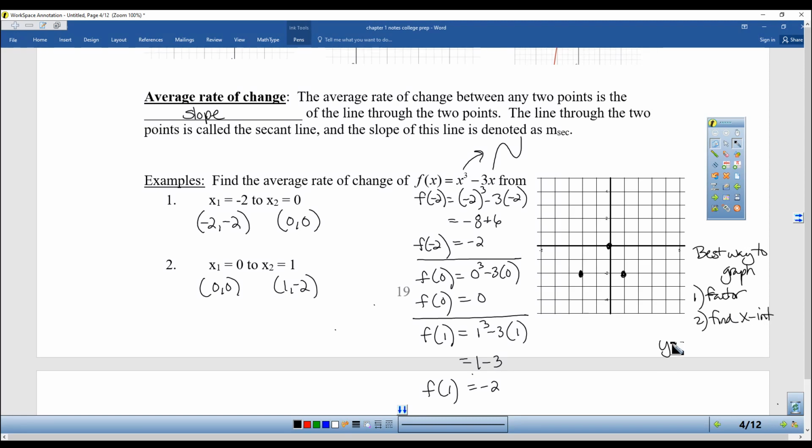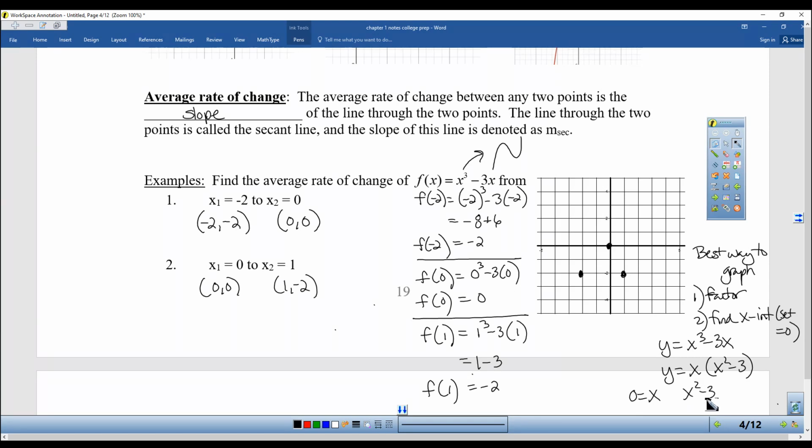So if I factor this, it doesn't look like you can factor out or do any kind of normal factoring, but don't forget about factoring out. It's a great way to factor. x squared minus 3. And then I can find the x-intercepts by setting it equal to 0. So x is equal to 0. That's actually one of the intercepts.